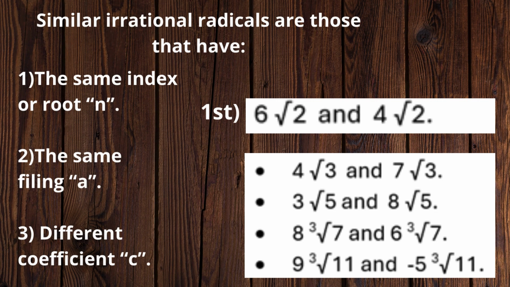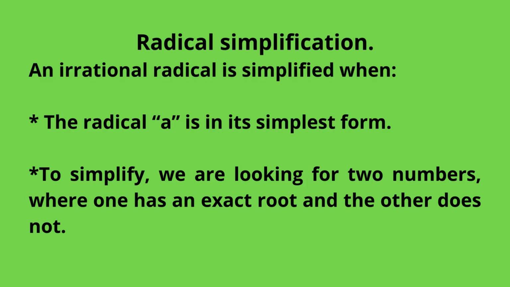Similar irrational radicals are those that have: 1. The same index or root n. 2. The same radical a. 3. Different coefficient c. In the first example, we have that 6 square root of 2 is similar to 4 square root of 2. Simplification of radicals. An irrational radical is simplified when: 1. The radical a is in its simplest form. 2.